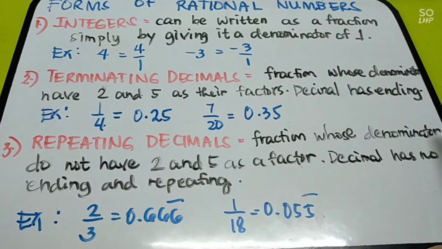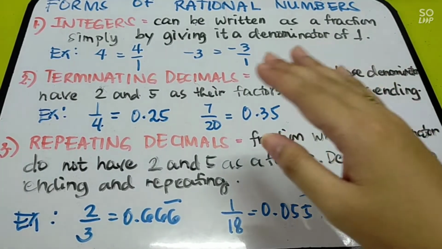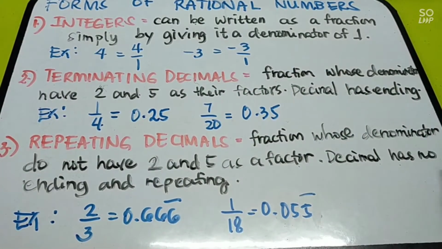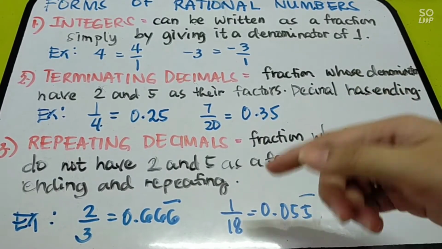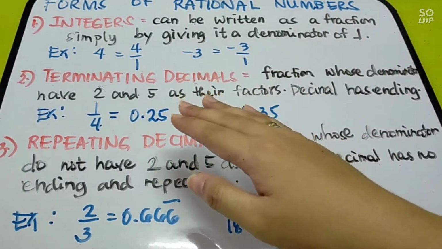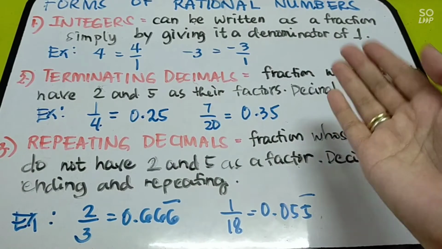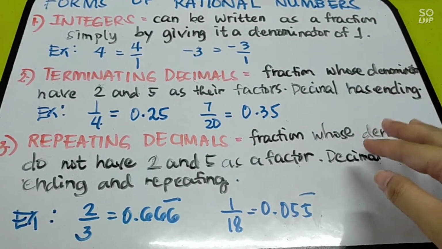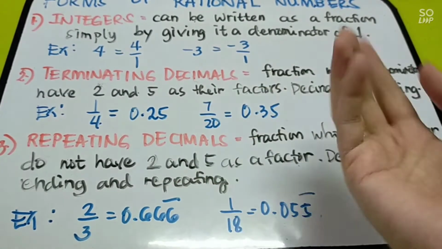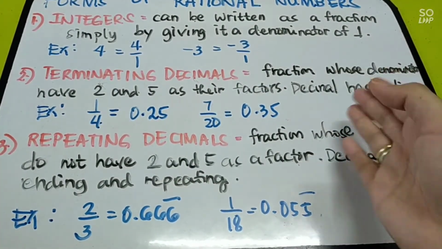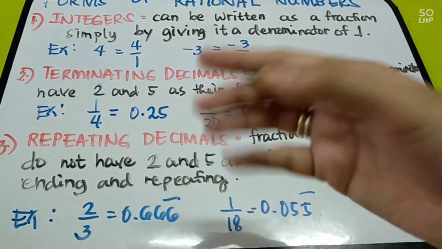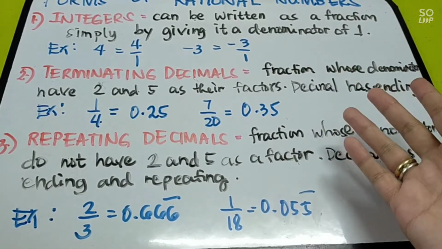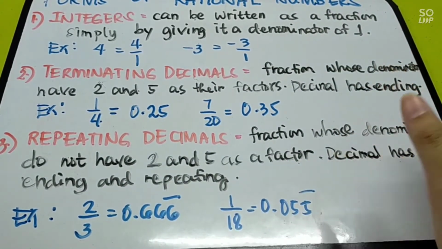Next tayo, let us have number 2. We have here terminating decimals. Terminating decimals are fractions whose denominator have 2 and 5 as their factors, and the decimal has an ending. Pag sinabi mong 2 and 5 as factors, therefore, yung mga prime factors niya, 2 and 5 lang.